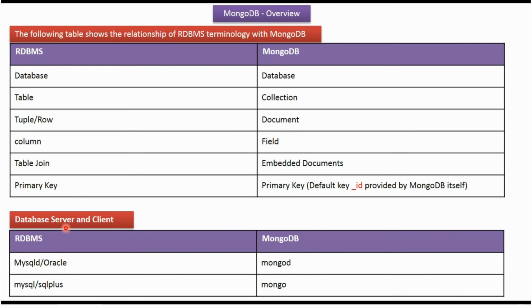In the case of database server and client, in RDBMS, for the MySQL database server, we have to use mysqld. In the case of the Oracle database server, we have to use Oracle. In the case of MongoDB, it is mongod. For the MySQL client, we have to use mysql, and for the Oracle client, we have to use SQL*Plus. In the case of MongoDB, we have to use mongo.